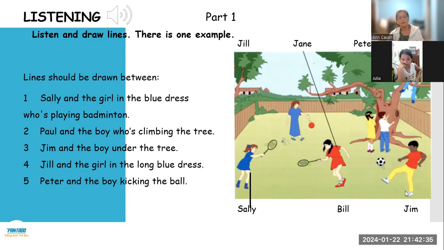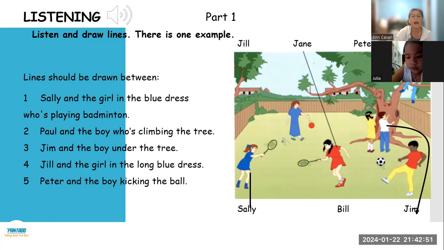Kim swings the chair. Okay, Paul is the boy who's climbing the tree. And the boys also chase. Okay, so this is number three. Jim is the boy who's climbing the tree.